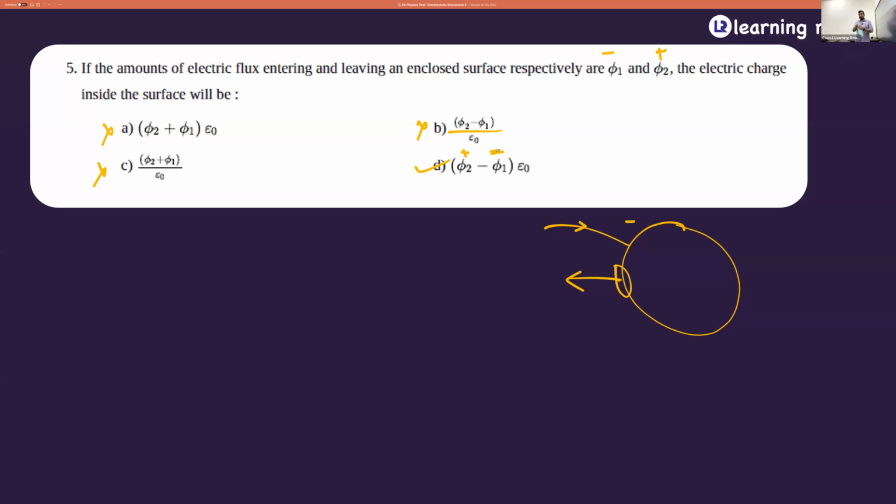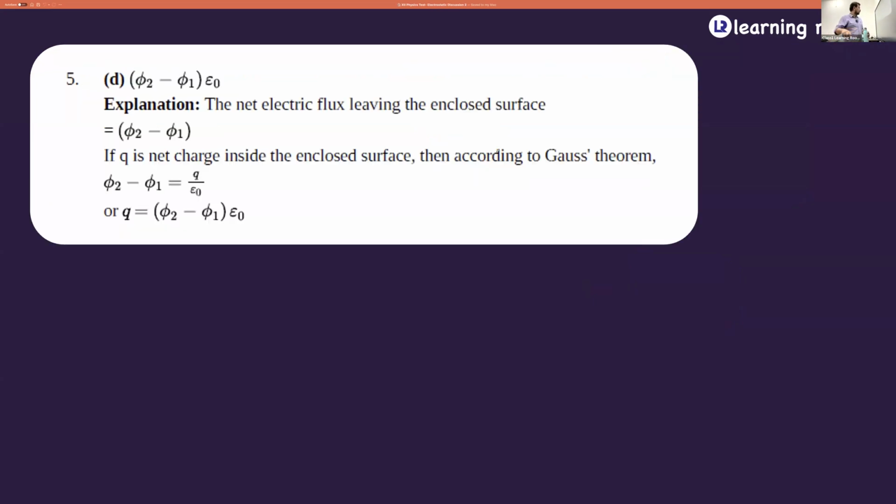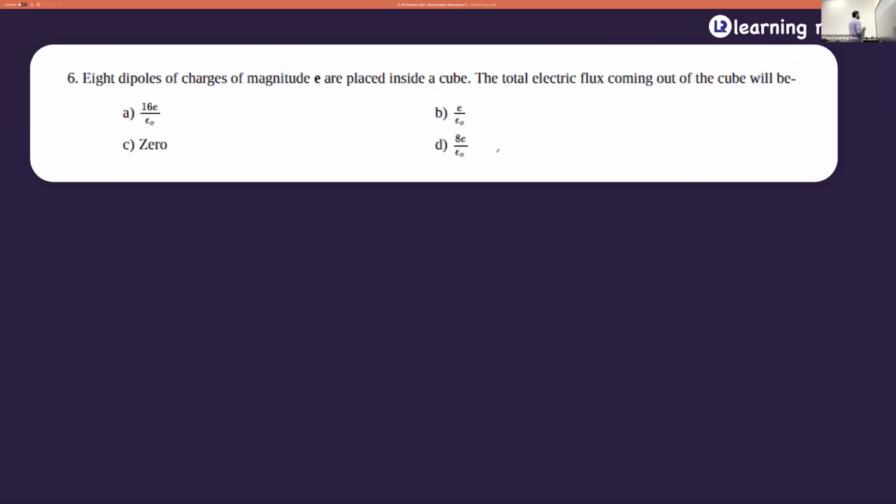Shall I proceed? What is the answer for this one? Eight dipoles of charges of magnitude E are placed inside a cube. Right. The total electric flux coming out of the cube will be very simple. 0. So whenever you place a dipole inside a closed surface, the total charge enclosed due to the dipole is going to be 0. See here, what they did is they gave this E to confuse you.